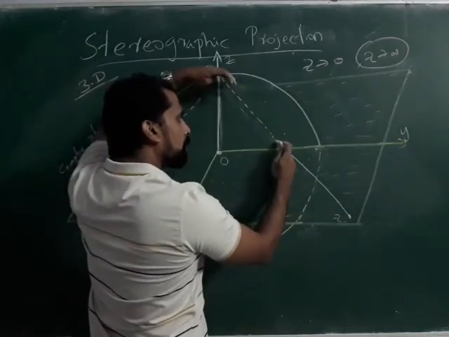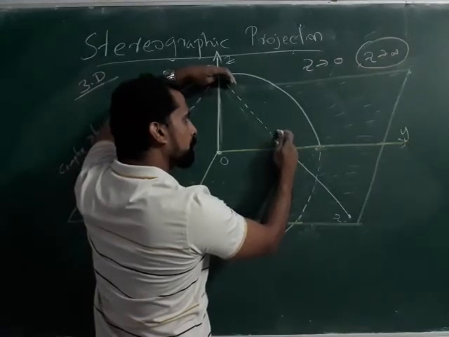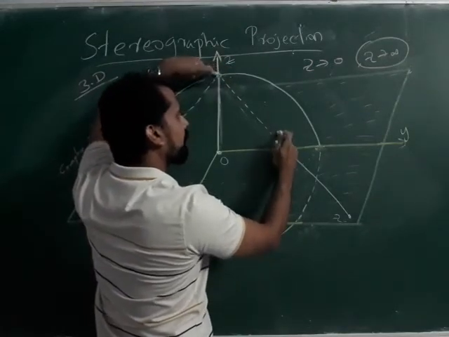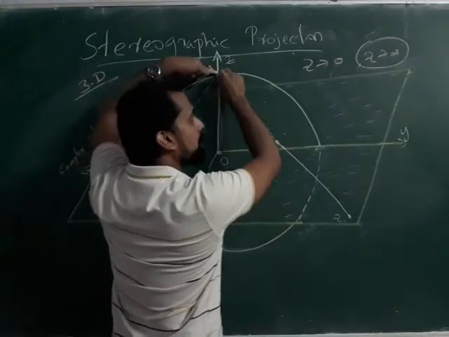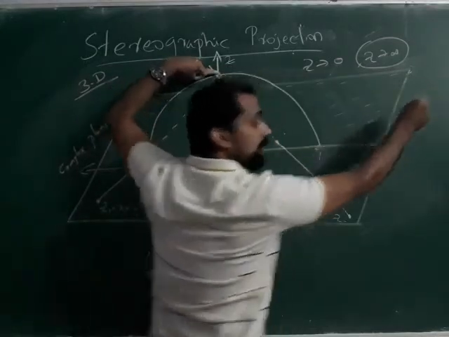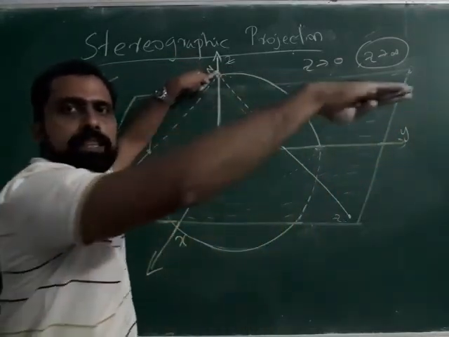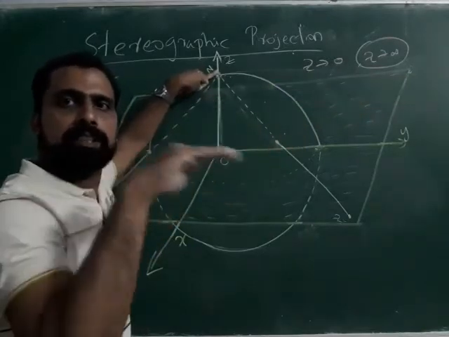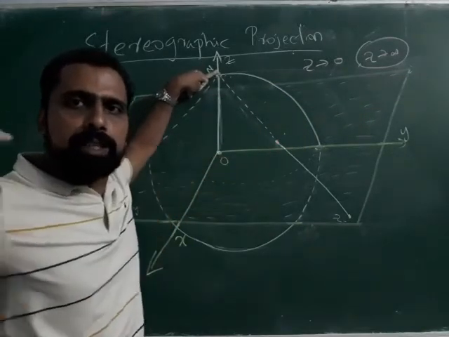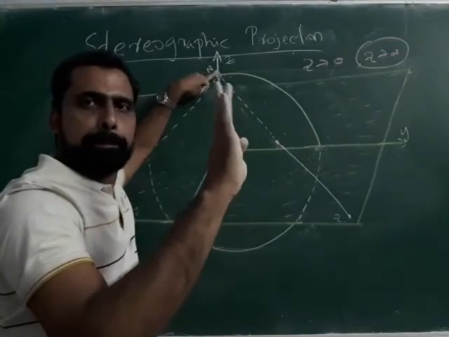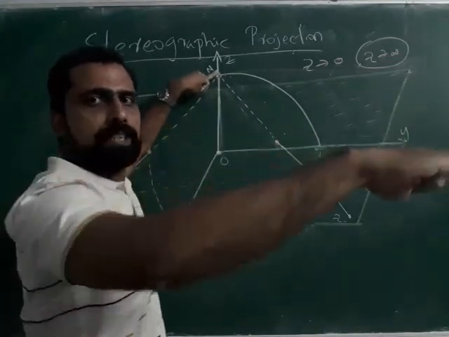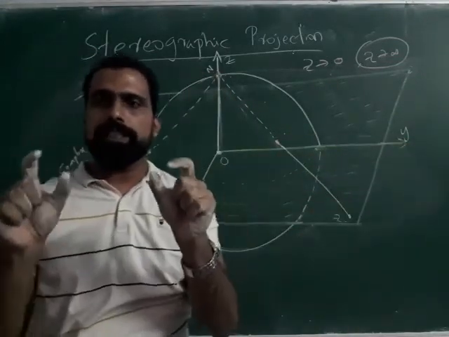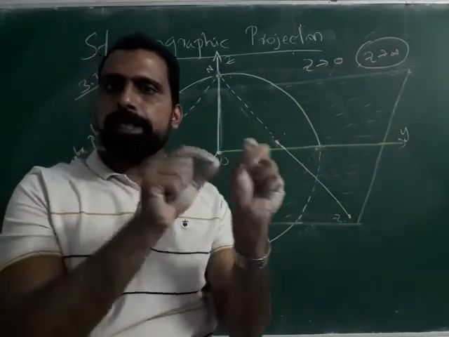This cutting point also moves towards this end. Finally, when it reaches infinity, it just makes a tangent. Actually, it won't cut the point N. It just passes through the point N as a tangent. Okay, so you got the concept, the real concept, of how z tends to infinity.